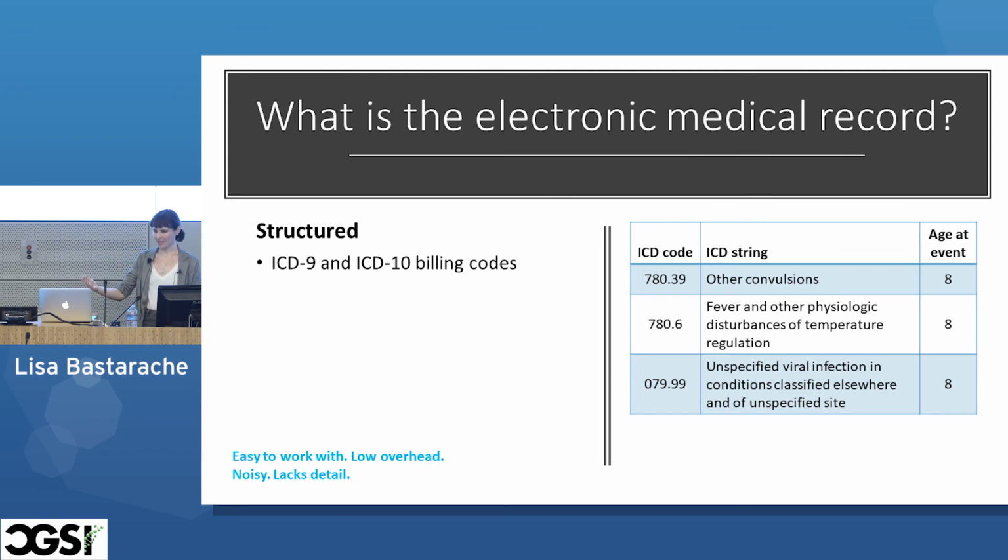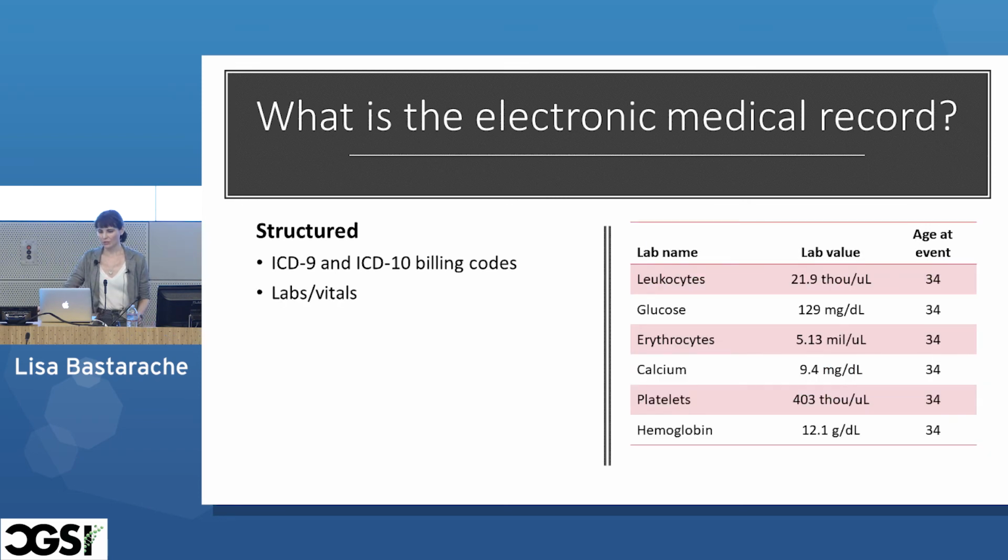ICD-9 and now 10, which is what people are using now, can bill for different symptoms that people have as well as diagnoses that doctors make. And so basically all medical records will contain these billing codes. And they are a very helpful computable abstraction from a lot of the content that is in the medical record itself. There's also other types of structured data such as lab data.